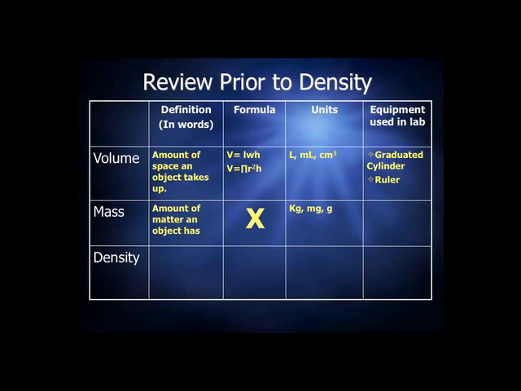No. How about mass? What tool do we use? Kimberly? Not for mass. Kayla? Triple beam balance or scale?